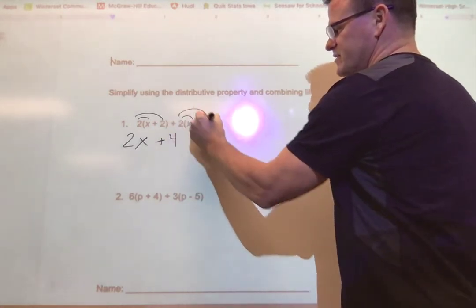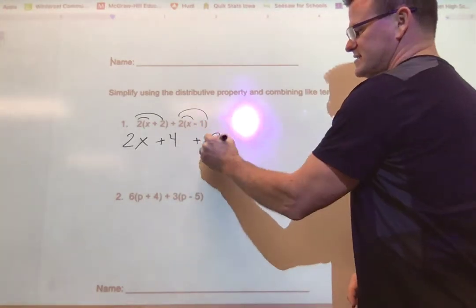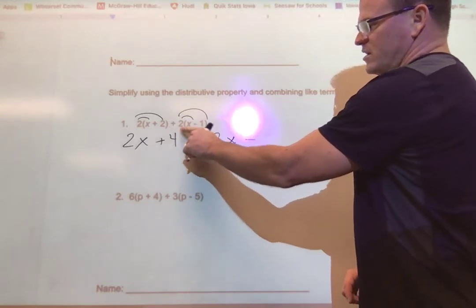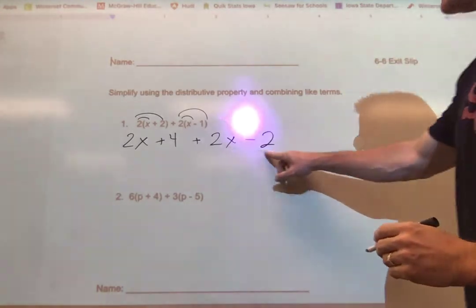Plus, again, I have to distribute again, 2 times the quantity of x minus 1. So 2 times x is 2x minus, remember, we're subtracting what? Well, this is 2 times 1. I got to distribute it through, and that becomes 2x minus 2.